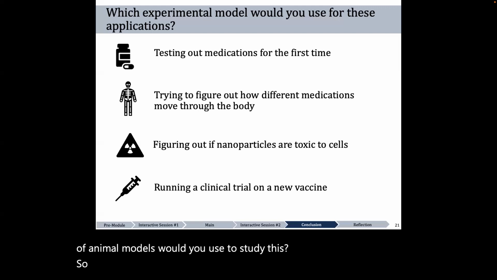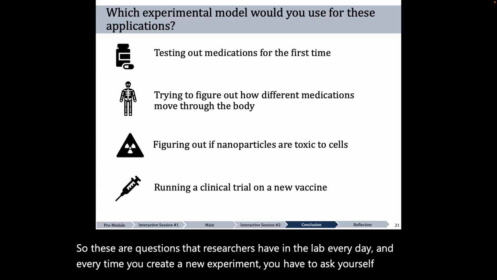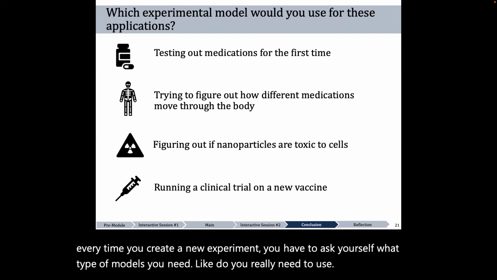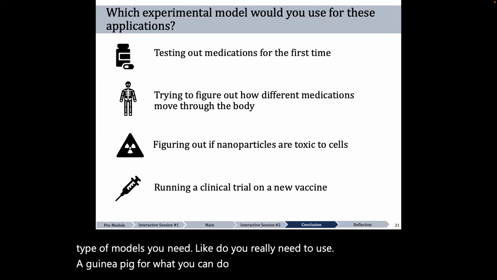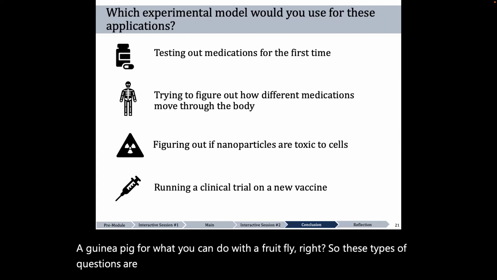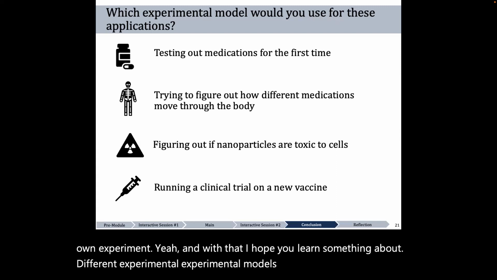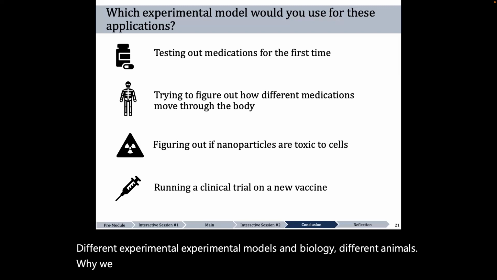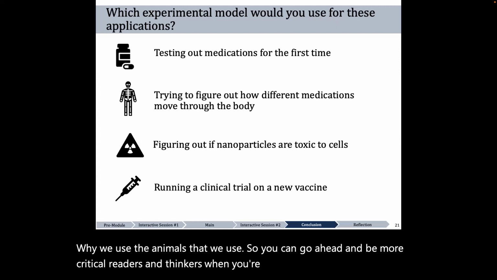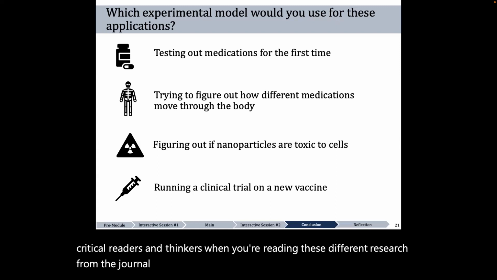These are questions that researchers have in the lab every day. And every time you create a new experiment, you have to ask yourself what type of models you need. Like, do you really need to use a guinea pig for what you can do with a fruit fly, right? These types of considerations are important when you design your own experiment. With that, I hope you learned something about different experimental models in biology, different animals, and why we use the animals that we use, so you can be more critical readers and thinkers when you're reading the journal articles that we will be sharing throughout this module and throughout this program.